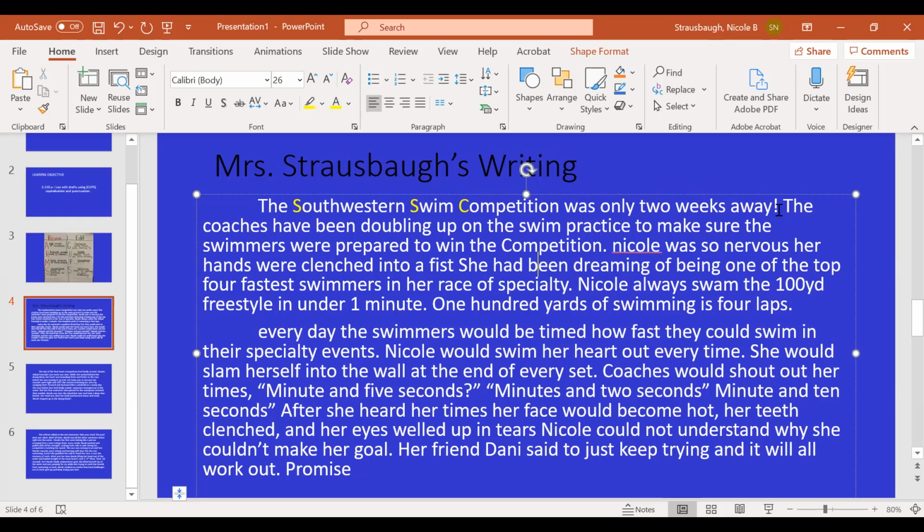I think our explanation is okay because it's kind of exciting, but then again, I think it's just a statement. So I'm going to just put a period right there. Make sure. All right, yellow. The coaches have been doubling up on swim practice to make sure the swimmers were prepared to win the competition. Okay, it's not saying the Southwestern swim competition, it's just saying competition. Competition by itself does not need to be capitalized. So that is where we are going to need to put a C.